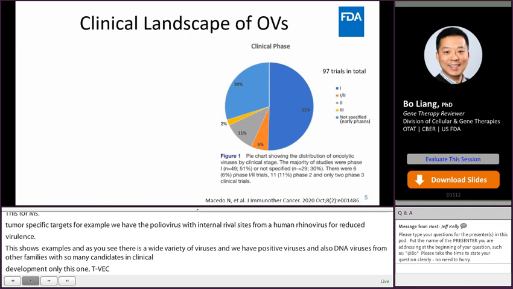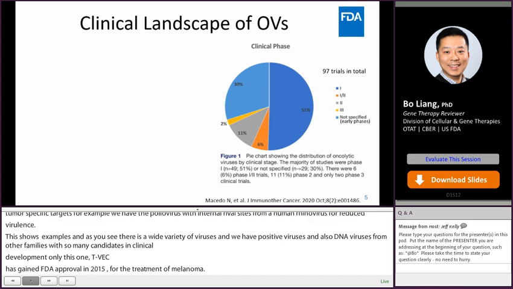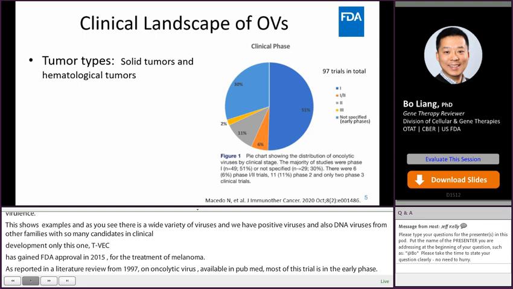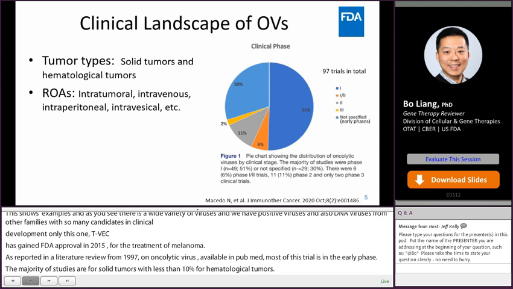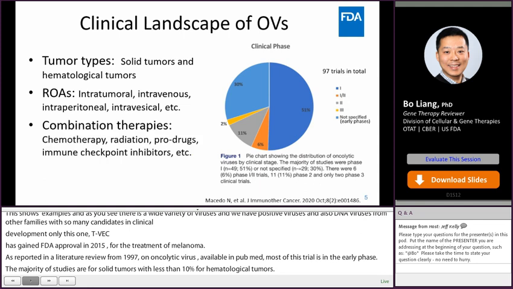As reported in the literature review from 97 published clinical studies of oncolytic virus that are available in PubMed, most of these trials are in the early phases, and the majority of studies are for solid tumors, with less than 10% for hematological tumors. Most oncolytic viruses are administered by intratumor injection or IV infusion. Nearly one-third of the studies are combination therapies with chemo, radiation, immune checkpoint inhibitors, and others.